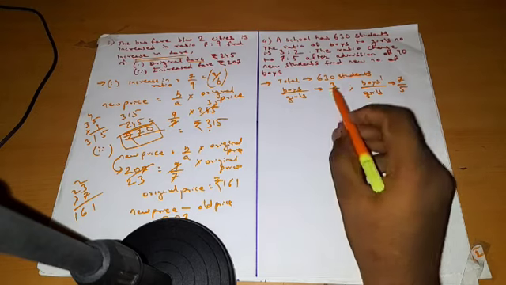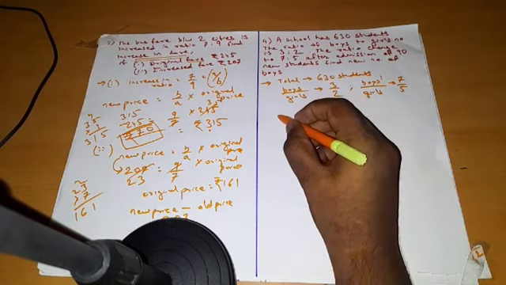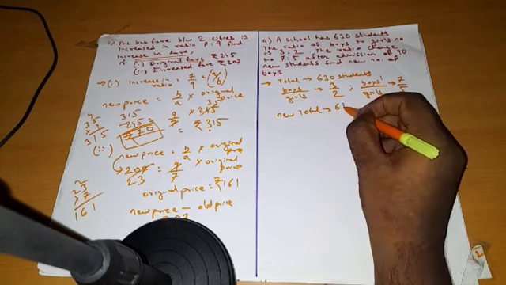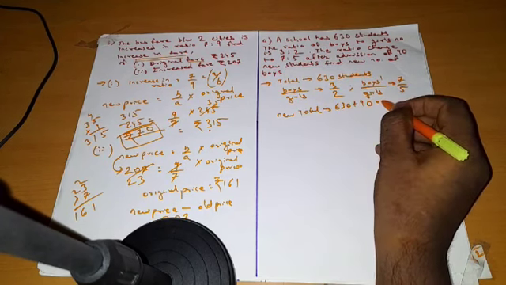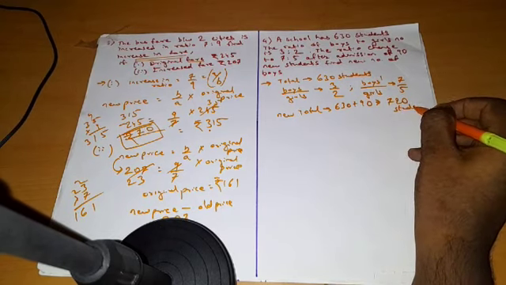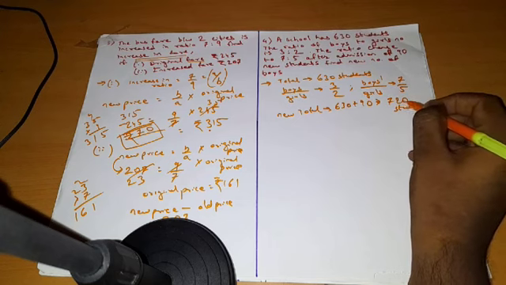Okay, you need to see, first initially it was 630. After admission of 90, the new total is common sense only. 630 plus 90 is 720. Correct? Okay, 720 students is the new total.